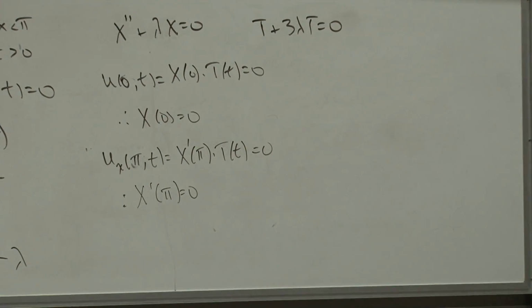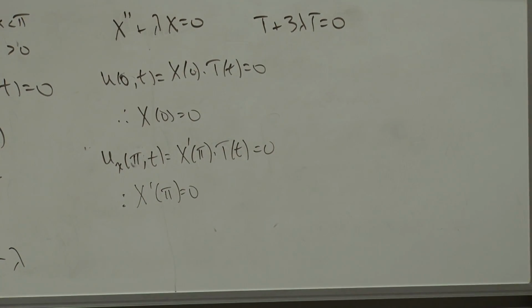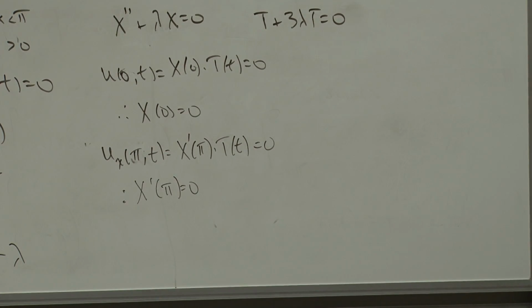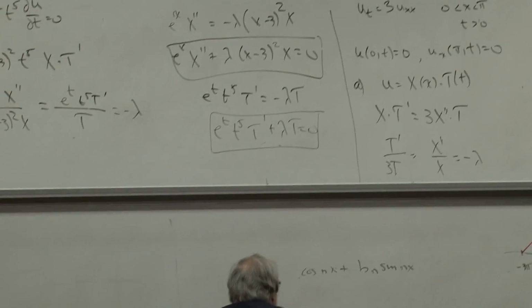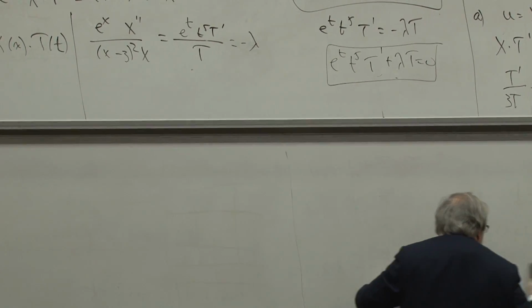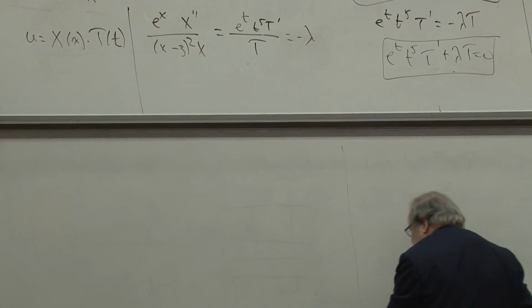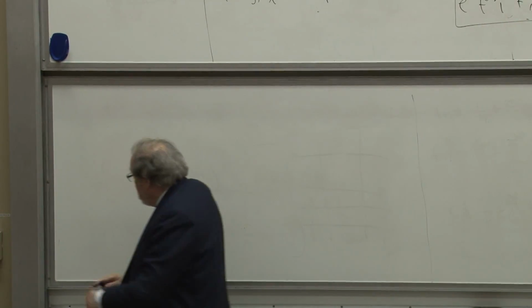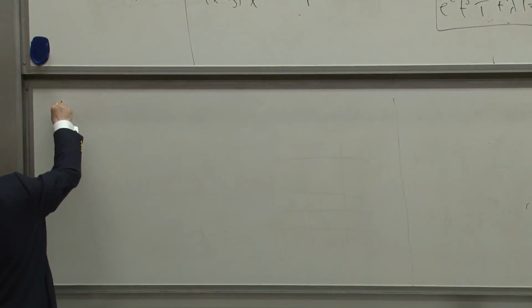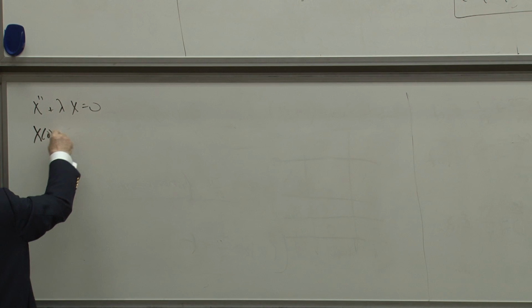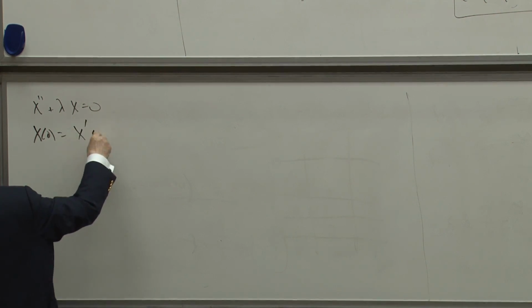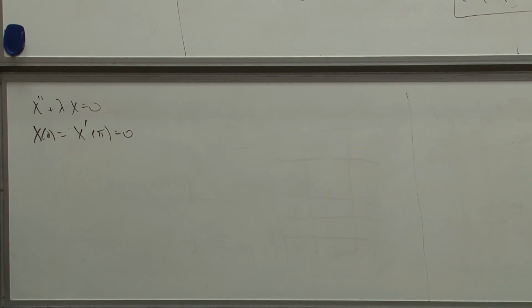So the second step, step B, and the steps are, of course, in no sense of equal difficulty, equal weight. So we have x double prime plus lambda x is 0. X of 0 is 0 and x prime at pi is 0. Again, an eigenvalue problem.